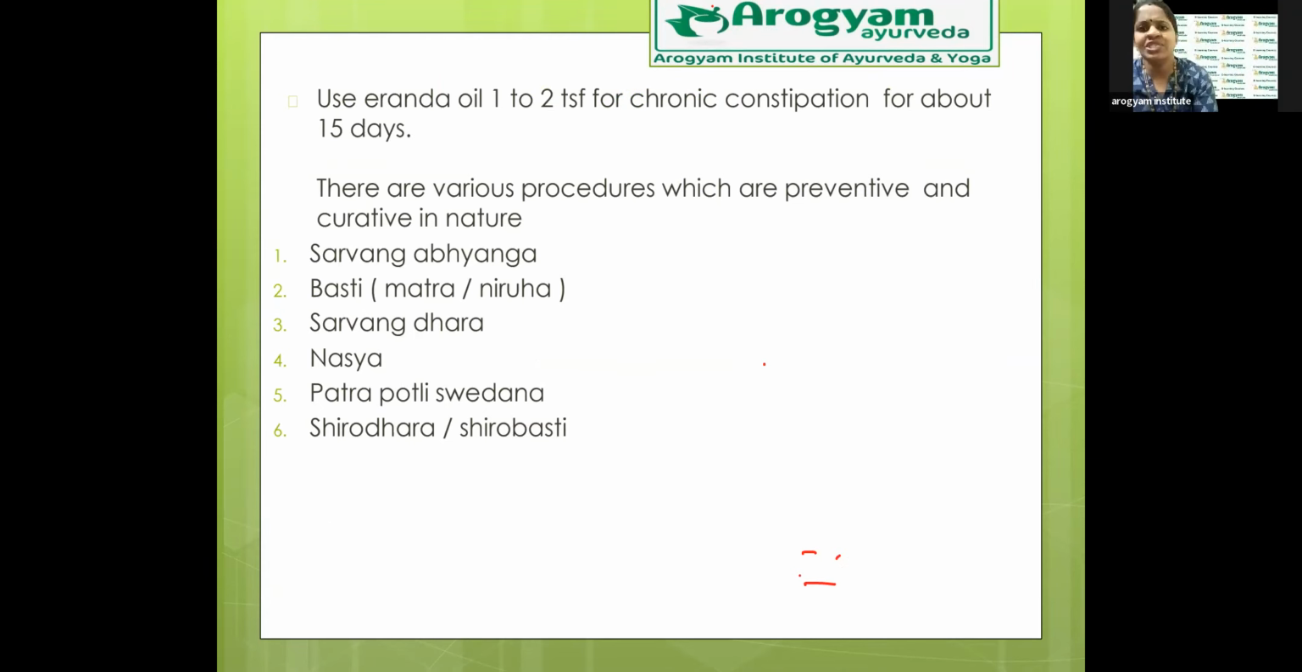There are various procedures that are preventing, like Sarvanga Abhyanga, that is full body massage, and then Bastis, Matra Basti, Niruha Basti, Sarvanga Dhara, that is whole body dhara, oil, say, continuous stream of oil poured over the body, and then Nasya, Patrapotali Svedana, Shirodhara, Shirobasti. These are all very helpful. और इसके साथ कुछ medicines भी है.